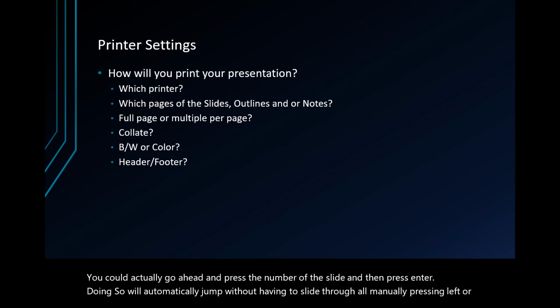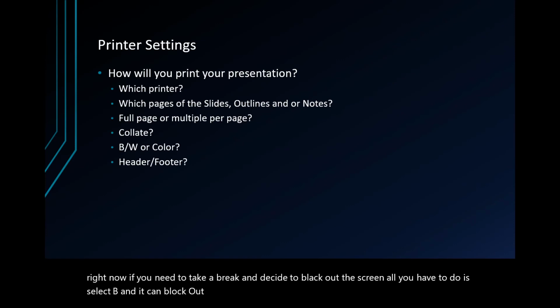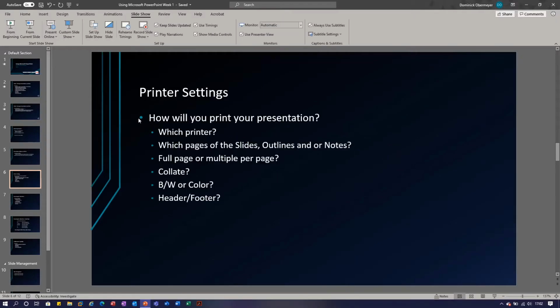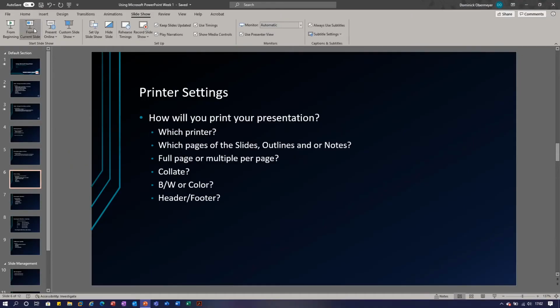Now, if you need to take a break and decide to black out the screen, all you have to do is select B and it can black out the screen. Or you can press W to white out the screen as necessary. Another thing you can do is, if you have to come back to this particular view and then want to jump back in, but not from the beginning, you can hold down Shift and F5 to go from the current slide.